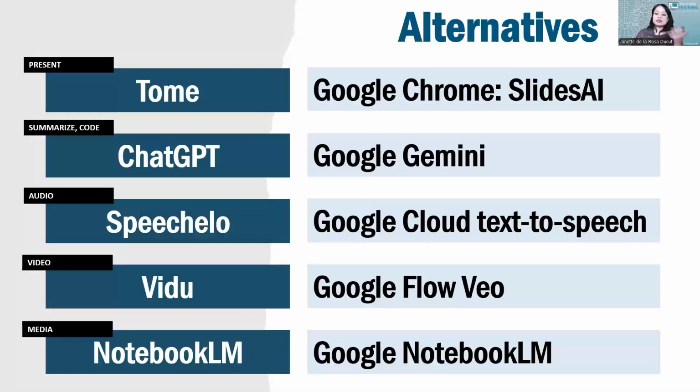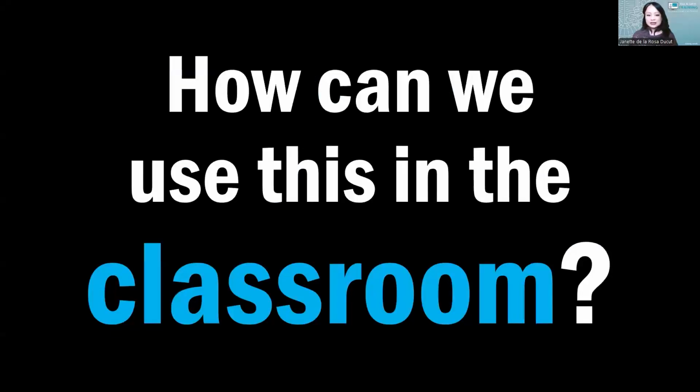But here are some examples of tools that I shared and their equivalent. Instead of Tome or Slides AI, you can use a Google Chrome extension that I did share. Instead of ChatGPT, there's Google Gemini, so it's built within the system of security policies within Google. Instead of Speechelo, Google has a cloud text-to-speech. Instead of Vidu, there's Google Flow Veo, and Notebook LM is pretty unique, so I would kind of stick with that. So how can we use this in the classroom?